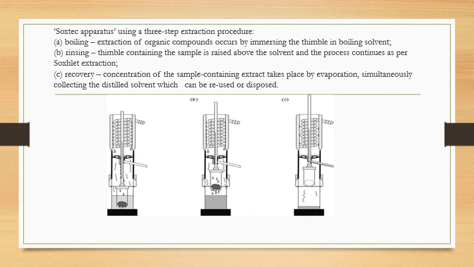First, in diagram A, is boiling extraction, where extraction of organic compounds occurs by immersing the thimble in a boiling solvent. Then second, in diagram B, the middle one, rinsing: the thimble containing the sample is raised above the solvent and the process continues as per Soxhlet extraction. Then the third diagram shows the recovery, or concentration, of the sample-containing extract, which takes place by evaporation, simultaneously collecting the distilled solvent, which can be reused or disposed of.